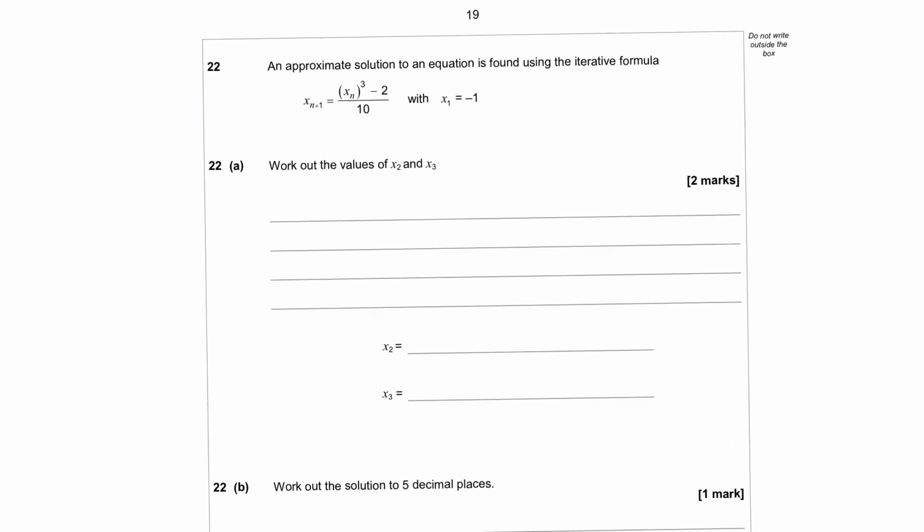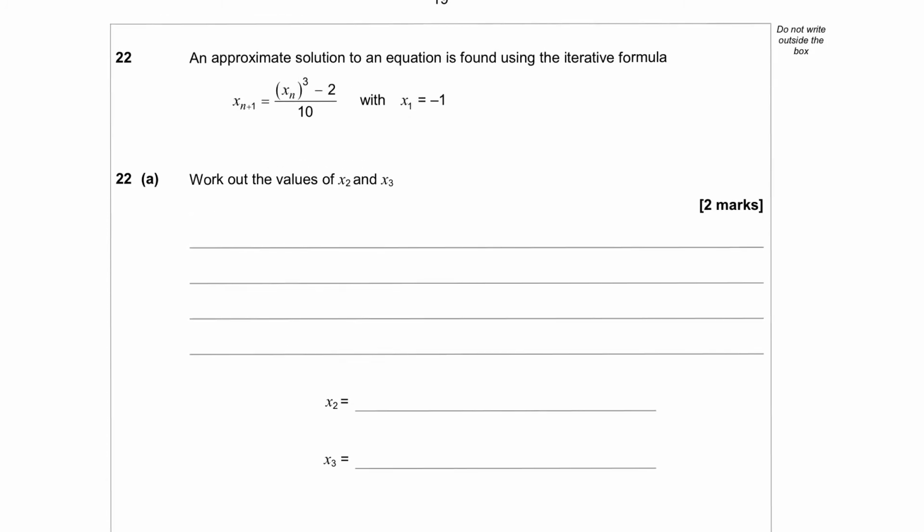Okay, going on to question 22, it's an approximation question where it wants us to work out the values x2 and x3. We know what x1 is. Remember, with n plus 1, when we're working out x2, we're doing x1 cubed, minus 2 over 10. x1 we've been told is minus 1, so that'll be minus 1 cubed, minus 2 over 10. You can just put that all into your calculator, since this is a calculator paper, and that should leave you with an answer of minus 0.5.